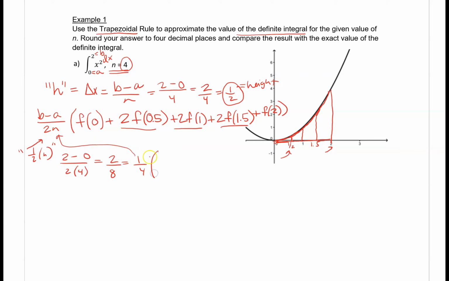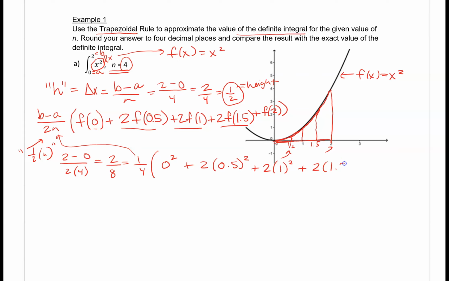Okay, so that 1/4 is going to be multiplied by f of 0. So f of 0 is what I get when I plug 0 into this equation here, the equation for my curve, which is x squared. F of x is equal to x squared. It's the equation here in my definite integral, and I'm going to evaluate that at 0. So this will be 0 squared plus 2 times 0.5 squared plus 2 times 1 squared plus 2 times 1.5 squared plus just 2 squared. I don't multiply that by 2 because it's the last endpoint.